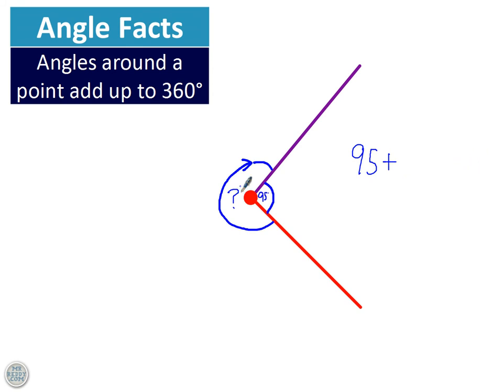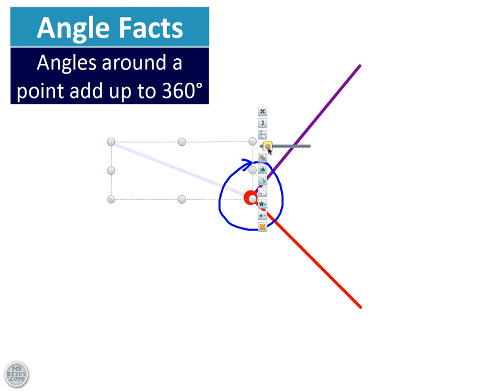Okay, well, how would that change things if we had another line? Let's say we had this line that was hiding over here. Aha! And again, we know that this is 95 degrees. We know that this is 110 degrees. Or we're told that. Then what about this angle down here? How can we use the angle fact that angles around a point add up to 360?